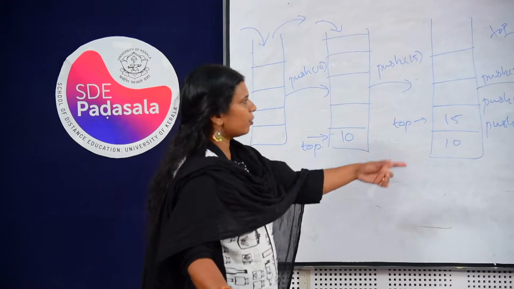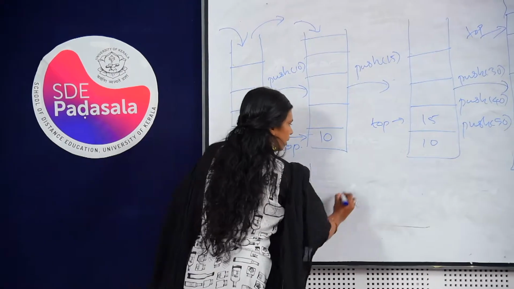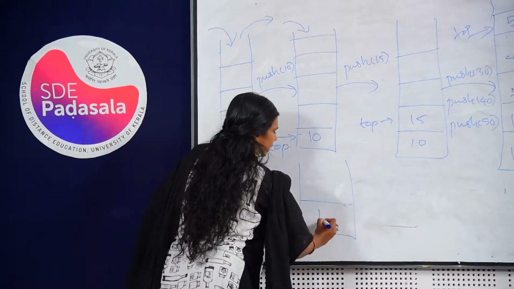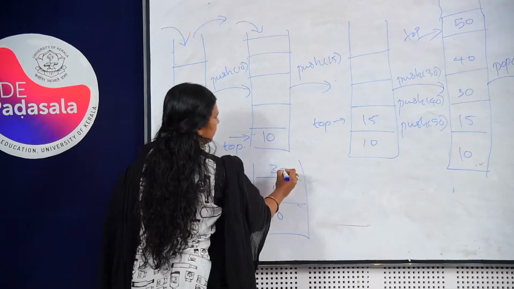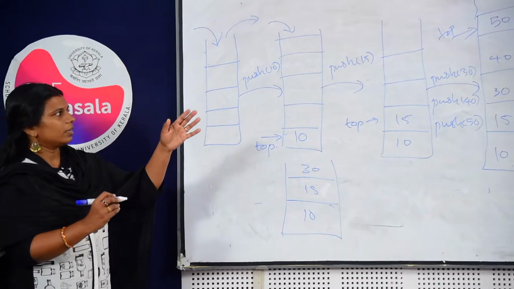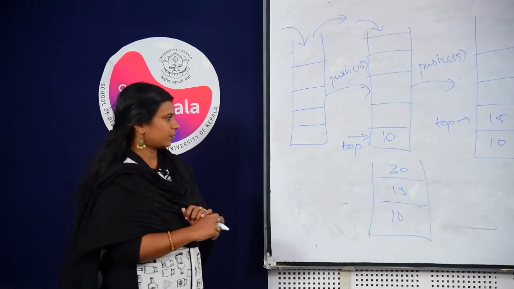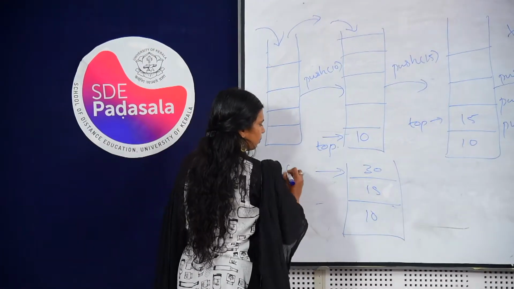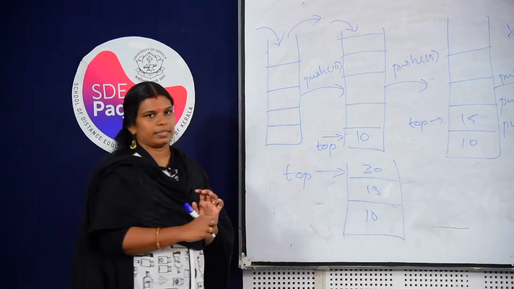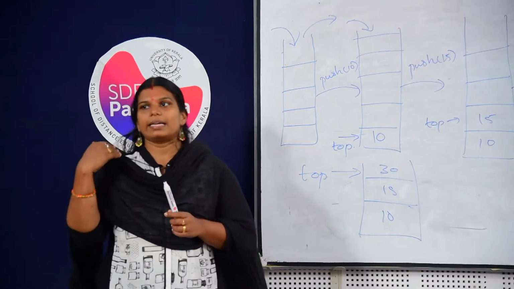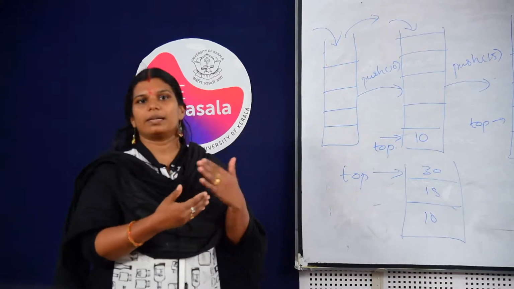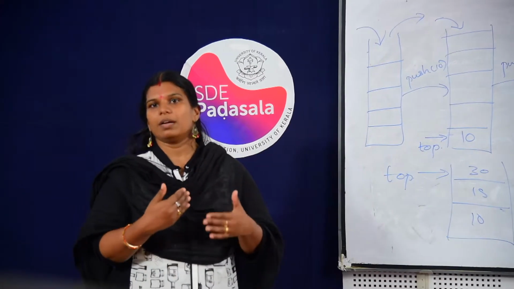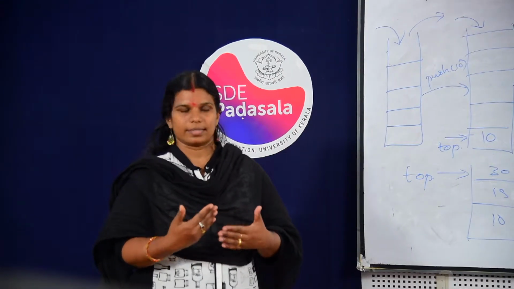If we again perform a pop operation, what will be the result? It will contain just 10, 15 and 30. 40 will also be removed. Okay. Now the top will be pointing to 30. This is how, by incrementing the top variable we store elements, and by decrementing the top variable we remove the elements from the stack.